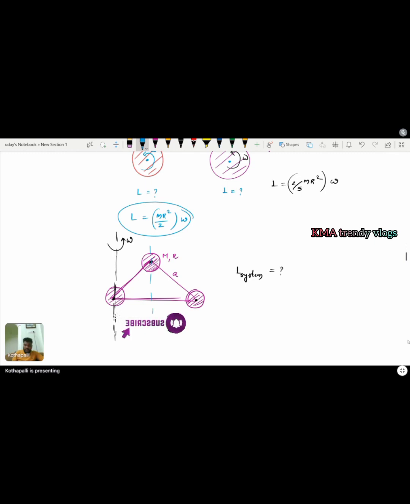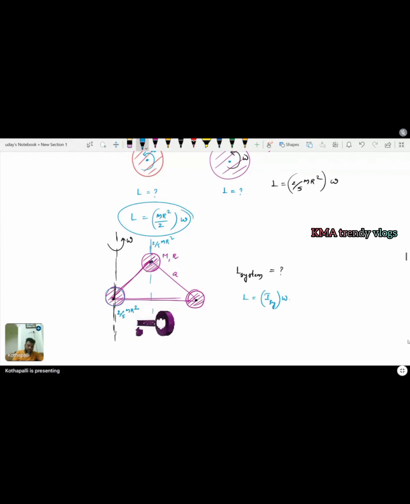Where do you calculate the center of mass? L is equal to I of the system into omega only. Now, what is the moment of inertia of the system? Moment of inertia of this sphere about this axis is 2 by 5 mr square.